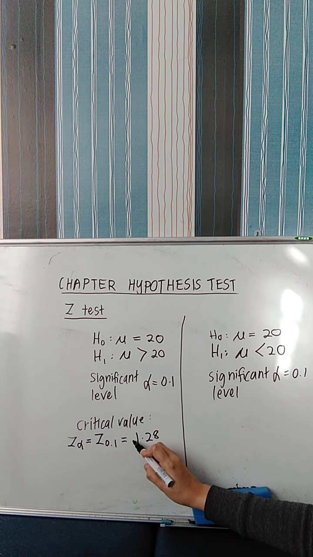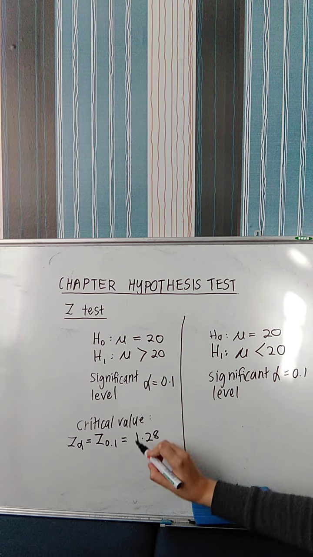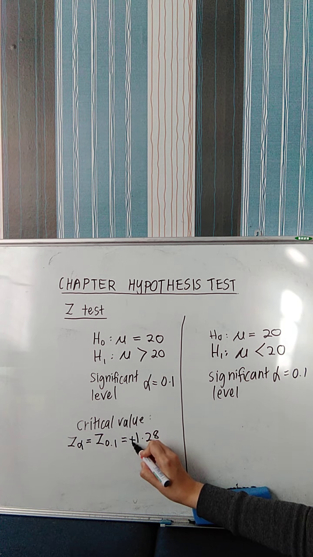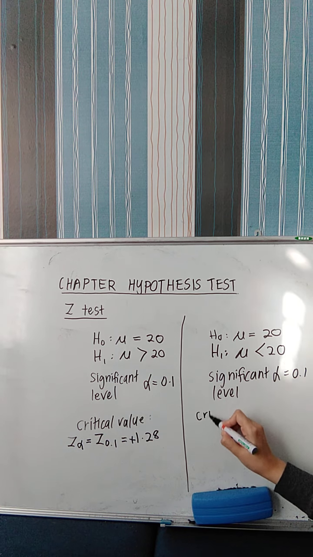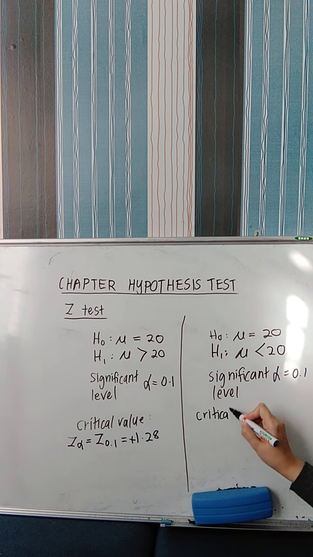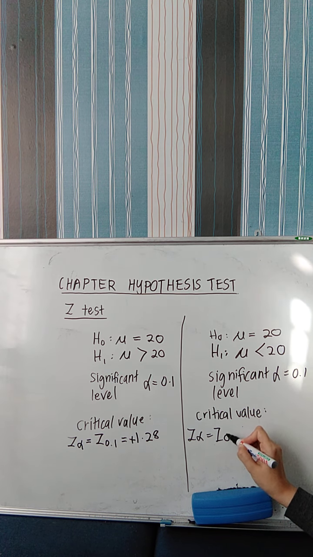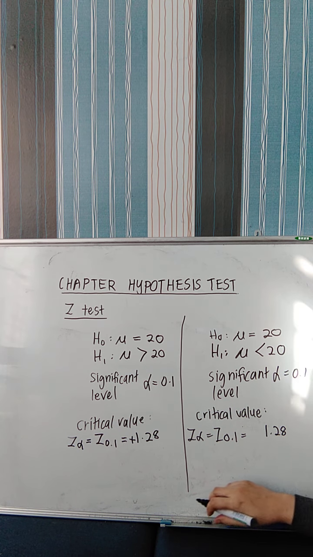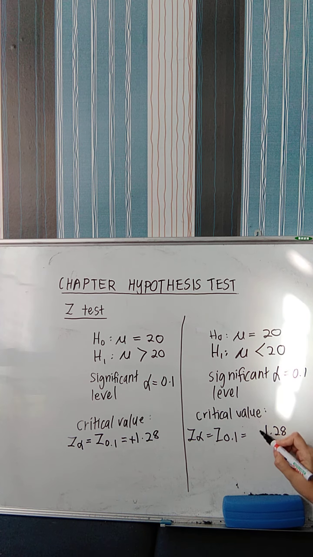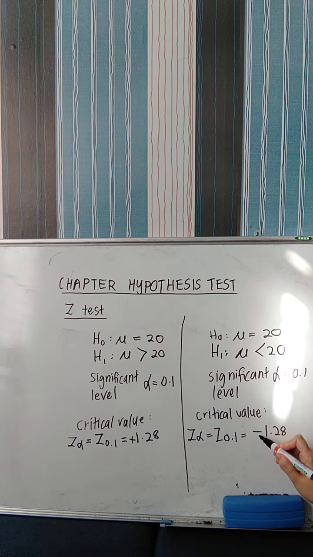And then you must give the symbol for the value. Because your H1 is more than, the critical value must be a positive value. Here, this is for the less than case. Critical value, same, Z alpha, Z 0.1 equal to 1.28, but because this is less than, here is minus. Take note: more than is positive, less than is negative.